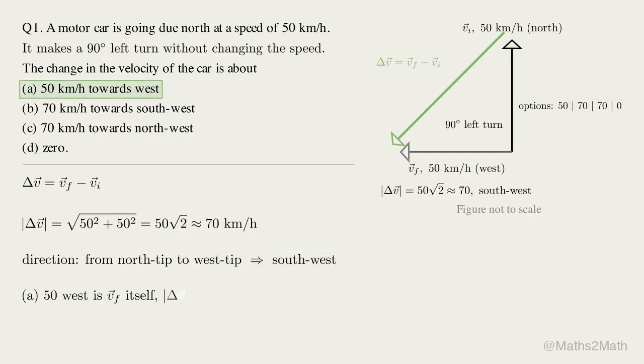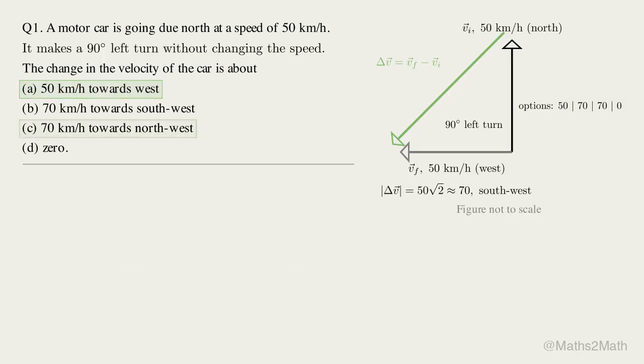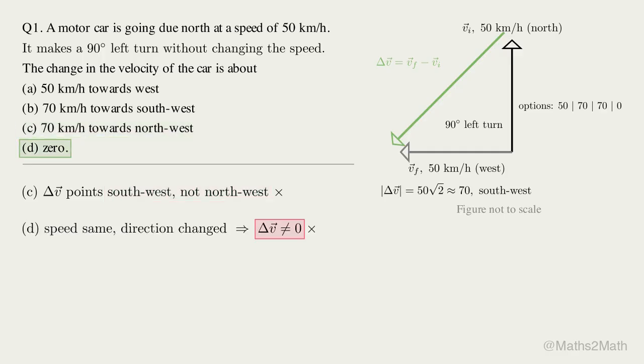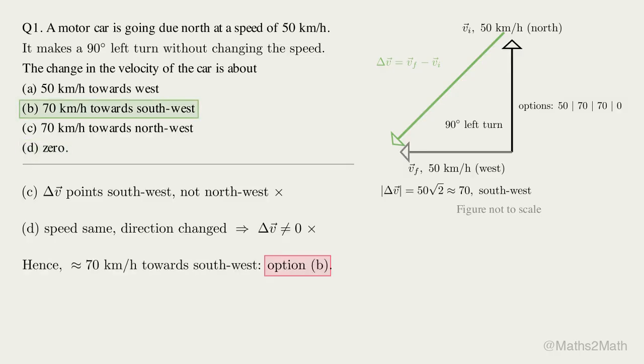Option A says 50 towards west, but that is the final velocity itself, not the change. The change has size 70. Option C says northwest, but the change points south and west, not north. And Option D says 0. The speed is unchanged, but the direction changed, so the velocity did change. Hence, the change in velocity is about 70 kilometers per hour towards southwest. Option B.